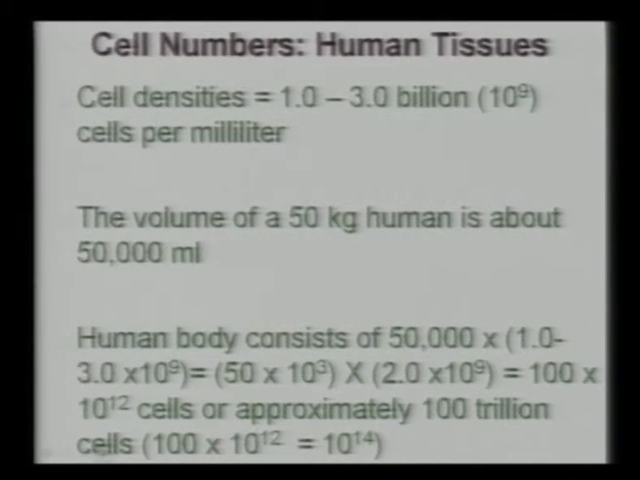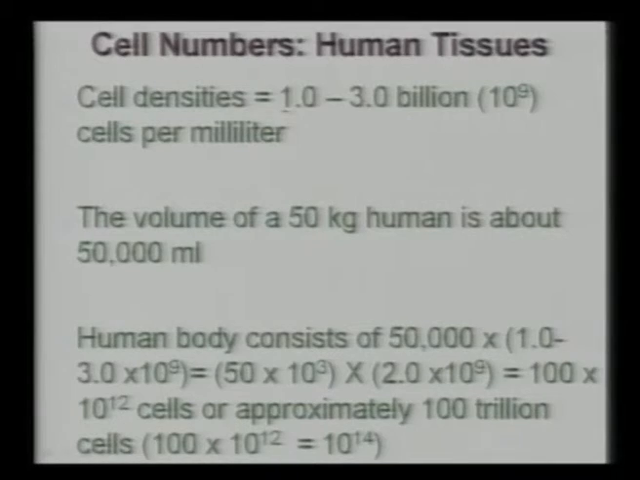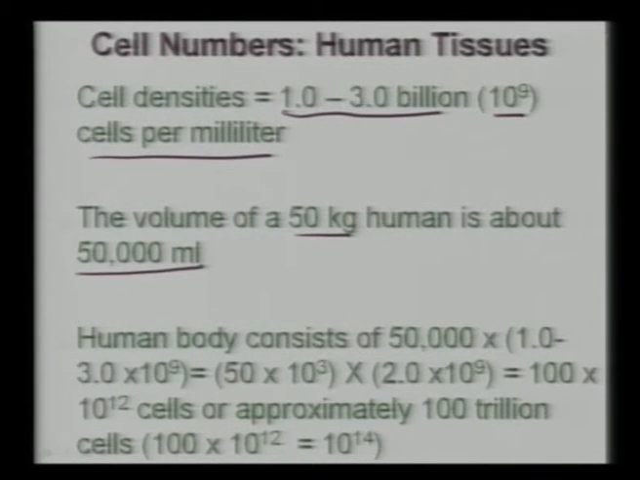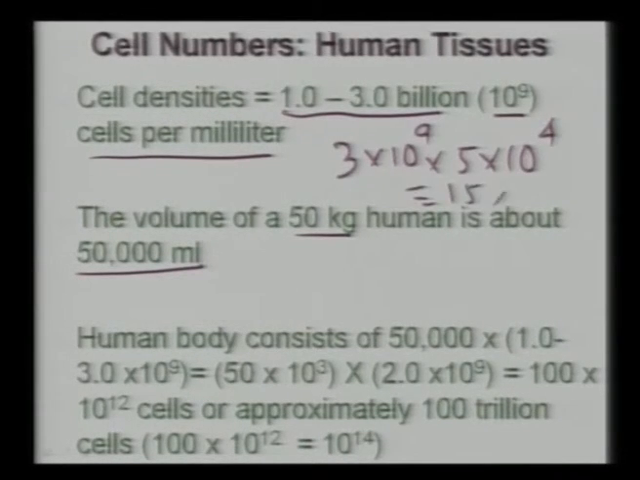Sometimes these numbers are important so that you have a feeling of what the typical cell densities are. Cell densities can be 1 to 3 billion, like 10 to the power 9 cells per milliliter. That is the typical cell density you have. Now the volume of a 50 kg human is like 50,000 milliliter. If 1 milliliter contains, let's say, 3 into 10 to the power 9 cells, and you have 50,000 milliliter, that is 5 into 10 to the power 4. So in total you have roughly 15 into 10 to the power 13. That is the number of cells that you have in the typical human body.